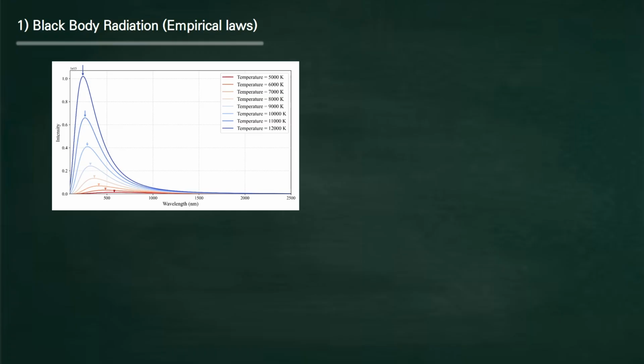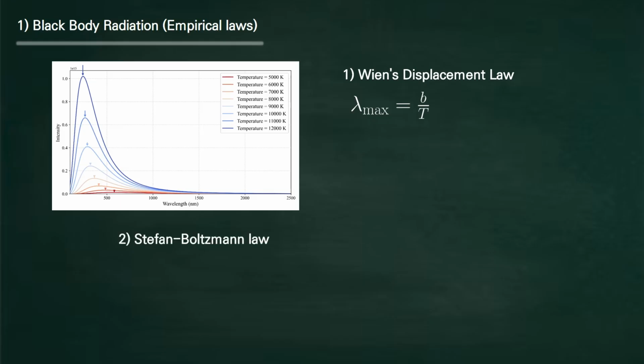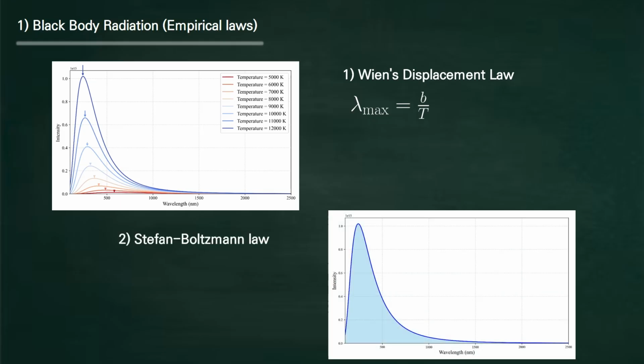First, Wien's displacement law states that the wavelength of maximum intensity, lambda max, is inversely proportional to the absolute temperature T. Second, the Stefan-Boltzmann law states that the total power P radiated from an area A is directly proportional to the 4th power of the temperature, T to the 4th. While these laws perfectly described the experimental data, classical thermodynamics couldn't explain why the spectrum took this specific shape.